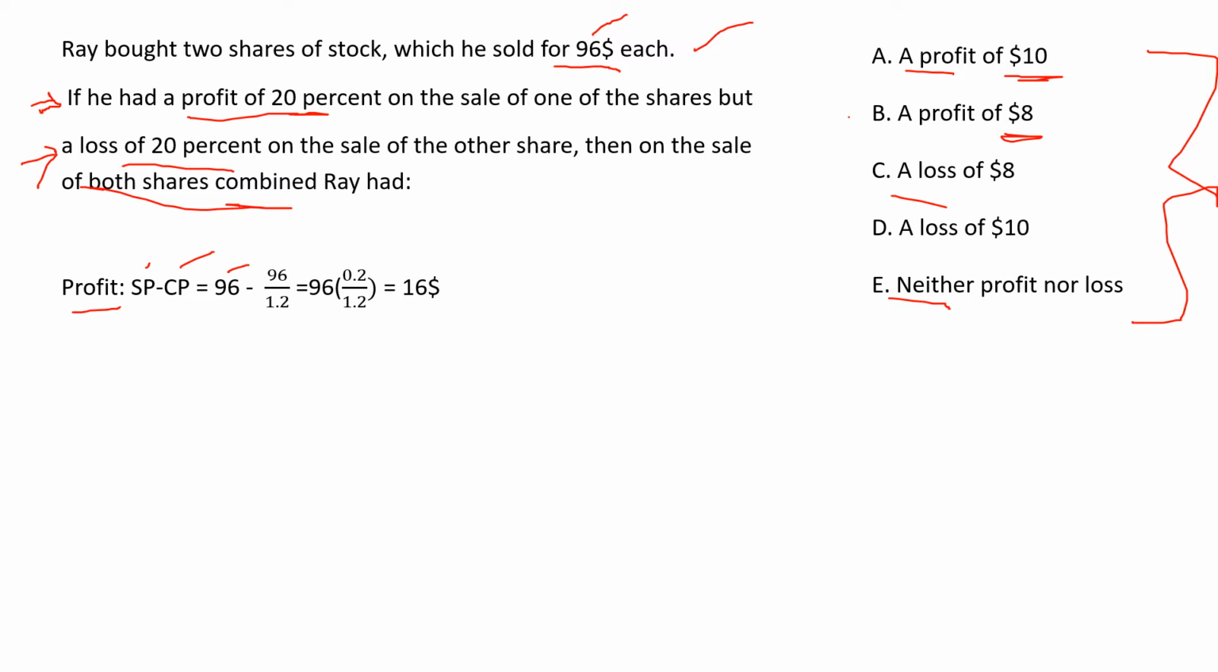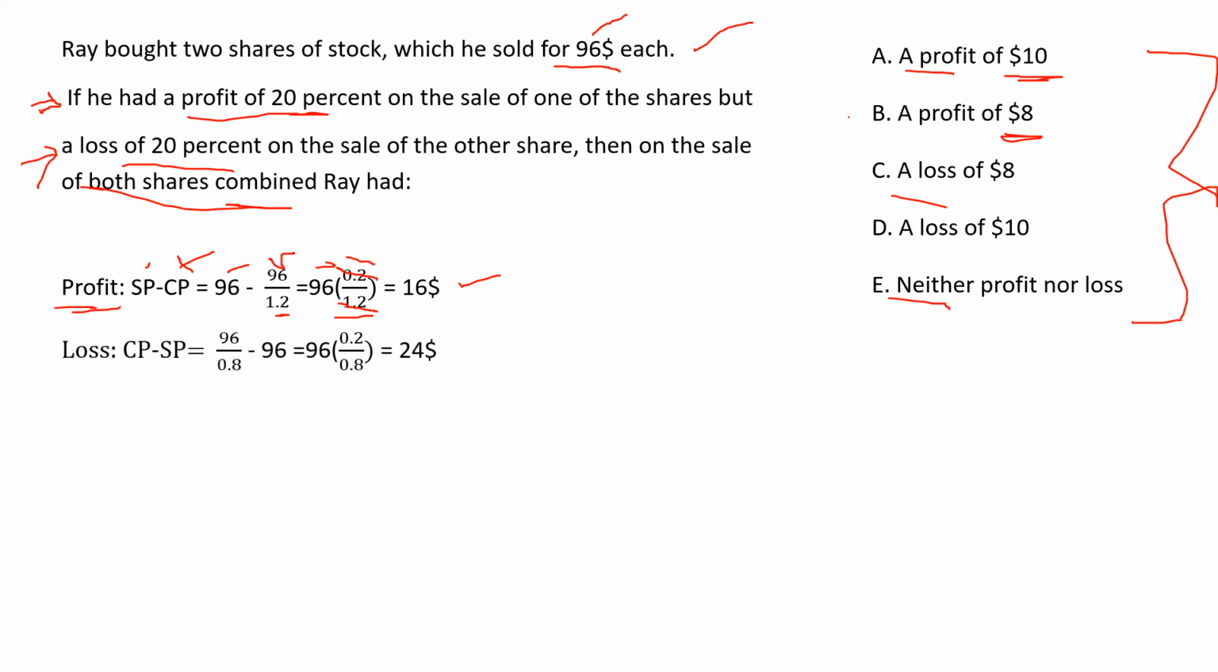So for this equation we need the cost price, which will be the sale price 96 divided by 1.2. Take 1.2 as LCM, 96 out as common, you get 0.2 by 1.2, that cancels out 6 times, and 96 by 6 is $16. So the dollar amount of profit made is $16.